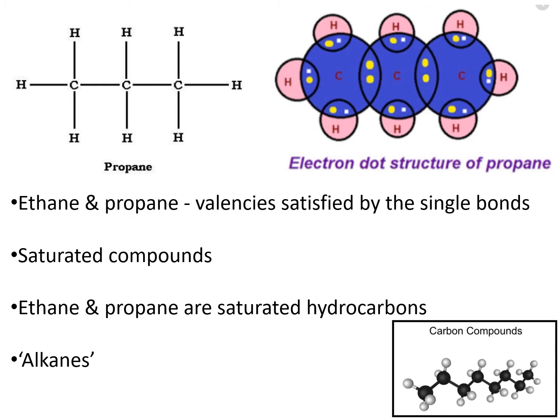These are called saturated compounds. Now, why are they called saturated compounds? Because they have only single bonds present. So ethane and propane are saturated hydrocarbons. These saturated hydrocarbons are called alkanes because there are only single bonds present in them. We have a series of alkanes, but for now I have just shown you ethane and propane.